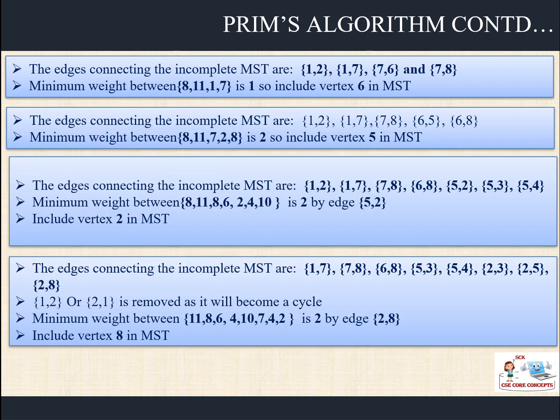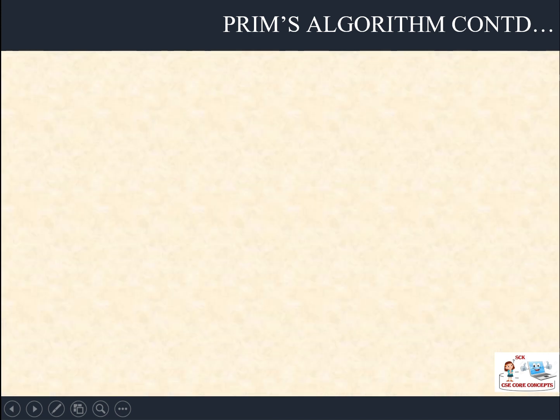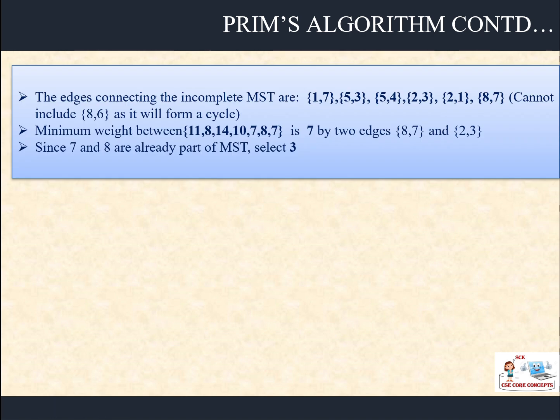So the next one which I am going to do is that, see, I will take 1 to 2, and 2 to 8, 8 has already been selected. So now I cannot include 8 to 6 as it will form a cycle. So obviously we are going by 1 to 7, 7, 5, 3, whatever is there among us. We are going to select the minimum among them, that is 7.